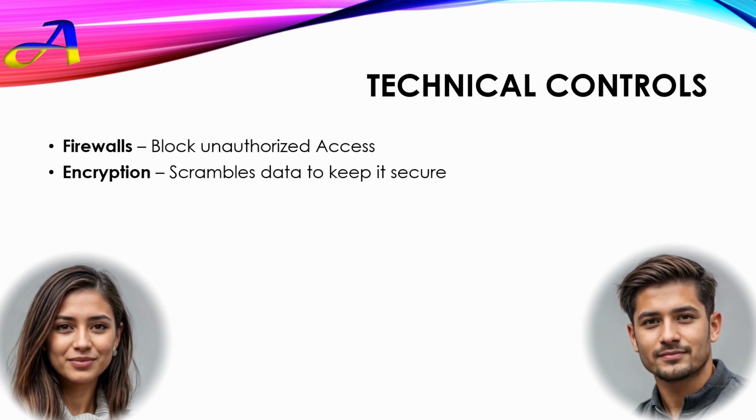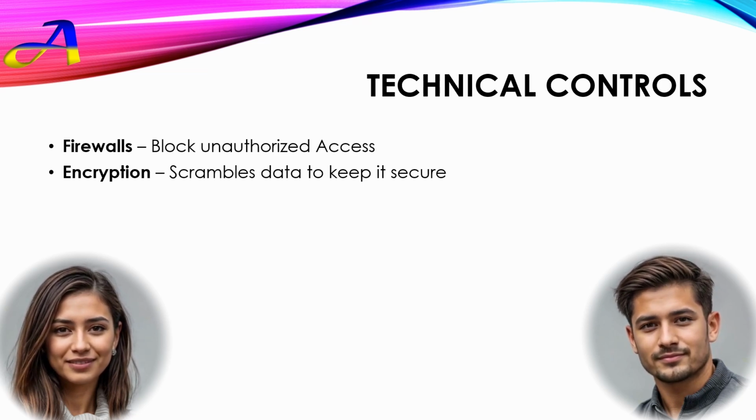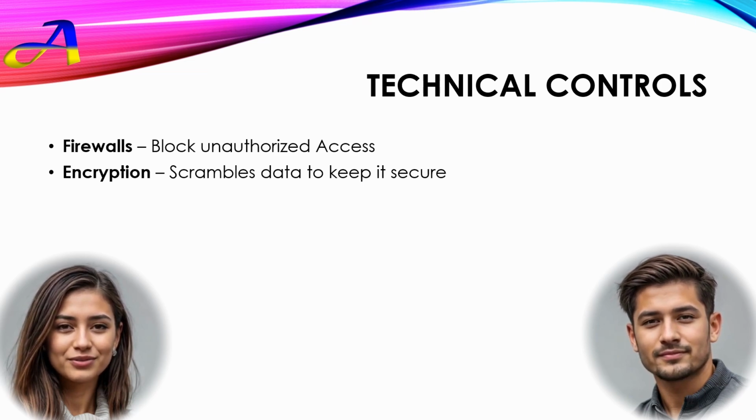And then encryption. Encryption is all about protecting the confidentiality of our data, right? We're taking our data and scrambling it in such a way that it's unreadable to anyone who doesn't have the key to unscramble it. So even if they get it, they can't read it. Exactly. That's comforting.